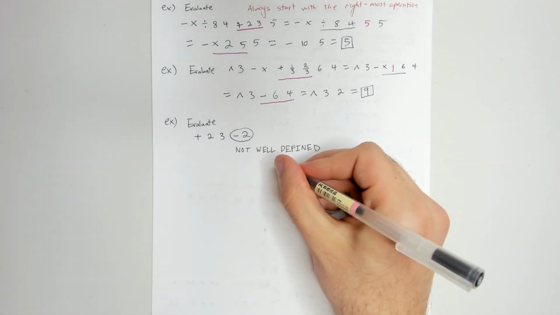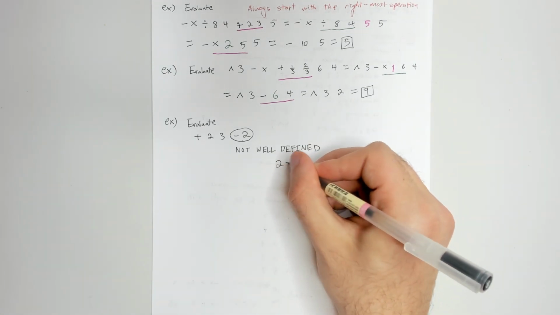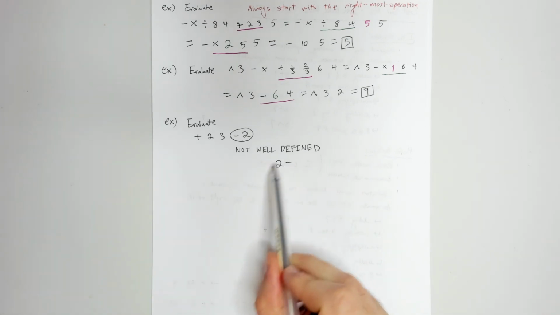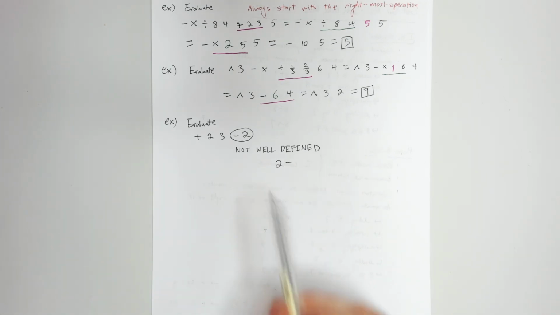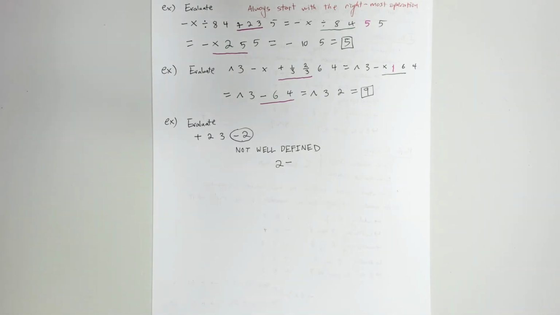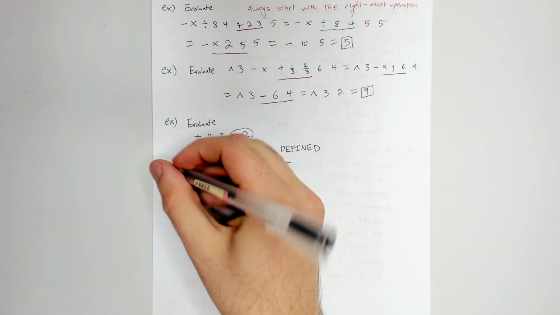That would be kind of like if I wrote something like 2 minus, and then I didn't actually say what I was subtracting off of it, right? This is a nonsensical statement. It's not well defined if we're talking about infix notation because we need another number to subtract off of the 2. Okay, so now let's get some practice converting from infix notation into prefix notation.